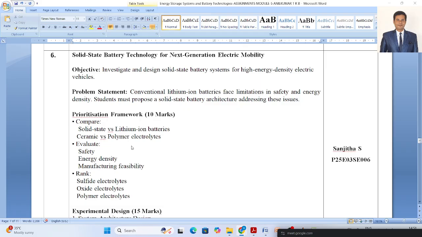So based on that, try to evaluate the safety and energy densities and see the feasibility of fabrication of the cells, okay, which is better, right? Based on high energy densities, try to explore the possibilities of fabricating the cells. So we have to decide which would be better. The student must propose a solid state battery architecture and address these issues.